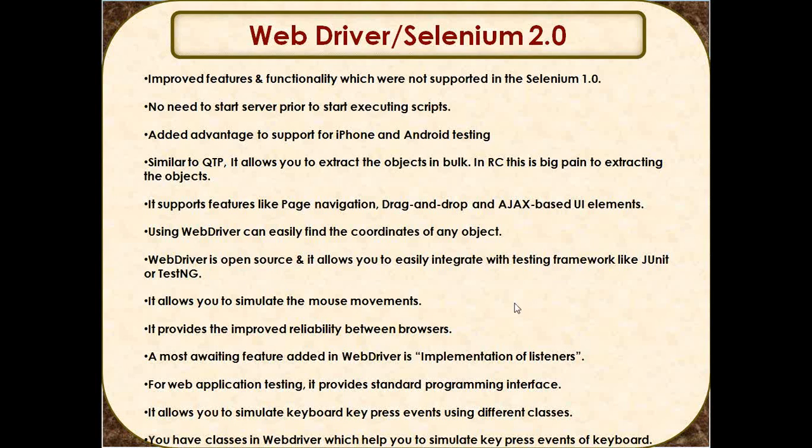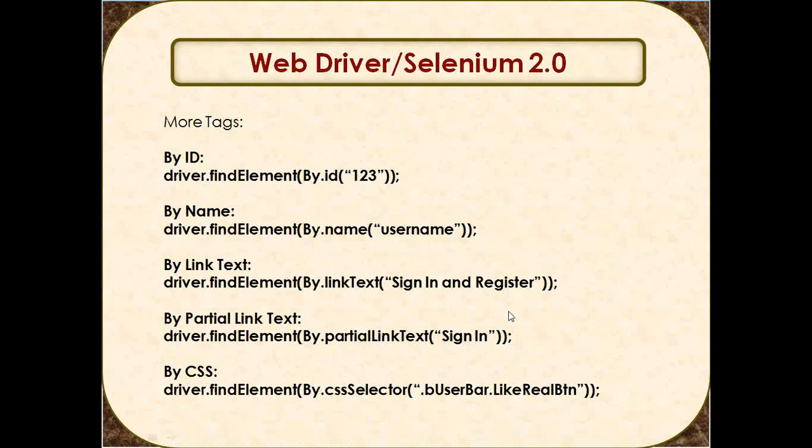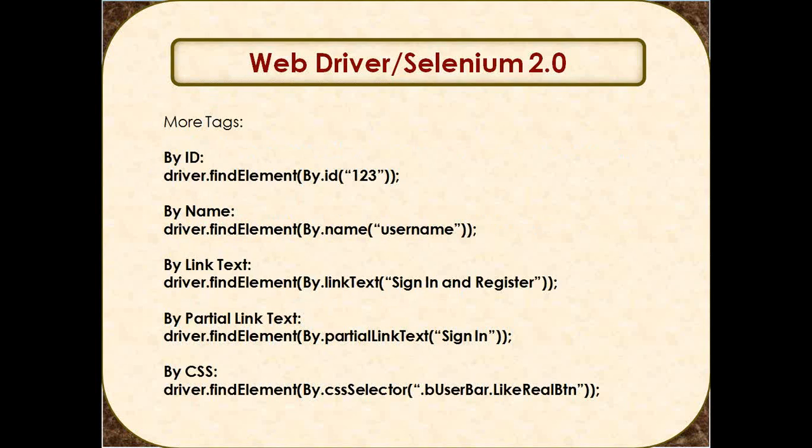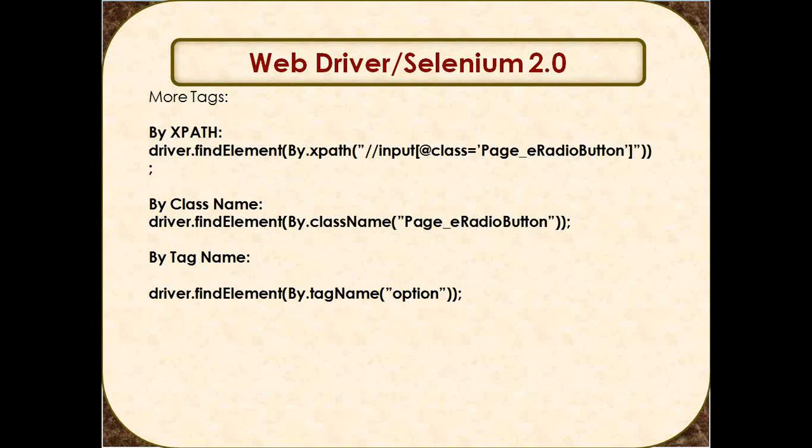I'm going to the next slide. As I told you, there are many ways you can identify elements: by ID, name, link text, partial link text, CSS, XPath, class name, and tag name. These are the different ways to identify an object. If you want to perform any action on the object, first you need to identify it. We have 8 ways to identify an object.